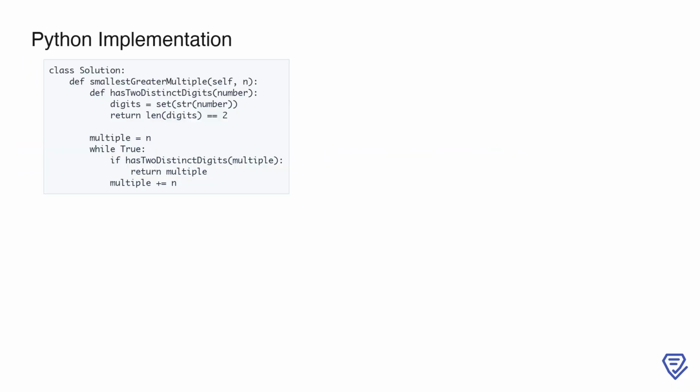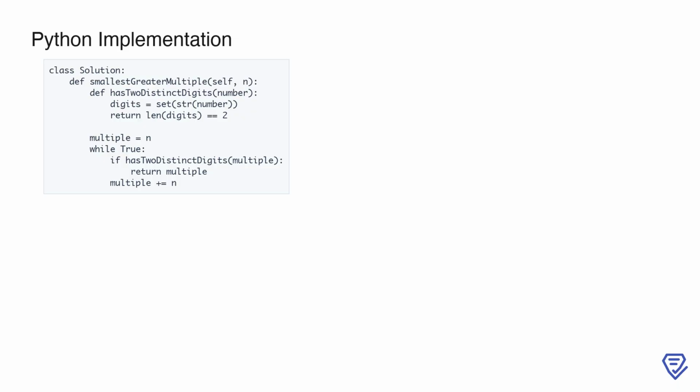This Python implementation solves LeetCode problem number 1999, smallest greater multiple made of two digits. The goal is to find the smallest multiple of a given integer n that is composed of exactly two distinct digits. The solution is structured as a method inside the Solution class. The method smallestGreaterMultiple takes an integer n as input.